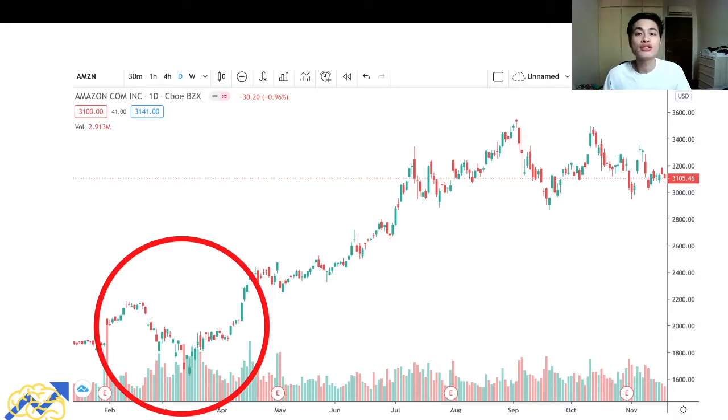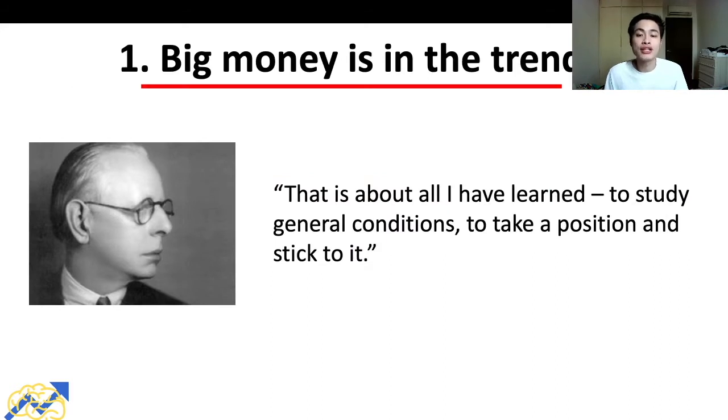That is not to say that as traders, we are unable to make profits in the small price fluctuations. What Jesse Livermore believed, through his many years of trading in Wall Street, is that the bigger money is made in the trends rather than in the small price fluctuations. This is a quote by Jesse Livermore. He mentioned, "That is about all I have learned, to study general conditions, to take a position and stick to it." So he would study the broader market and then establish the direction of the line of least resistance, and then he would take a position and stick to it. So that is the first lesson I learned from the book Reminiscence of a Stock Operator and from Jesse Livermore, that the big money is in the trend.